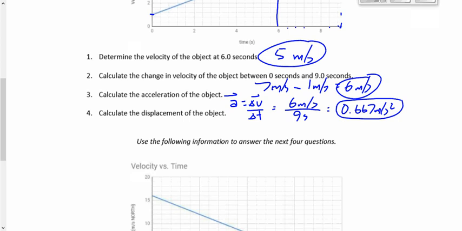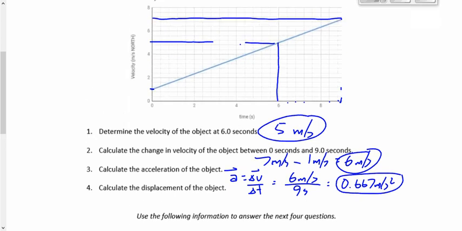Calculate the displacement of the object now. This is the one thing on a velocity time graph that's different than a position time graph. We haven't done this at all to find anything on a position time graph. Who remembers how to find the displacement on this velocity time graph? Yep, Mason? Yeah, you're going to find the area, right? Now, be careful. This one's tricky, actually. First one that we have is a little bit tricky.